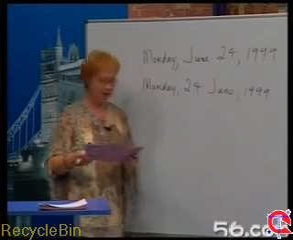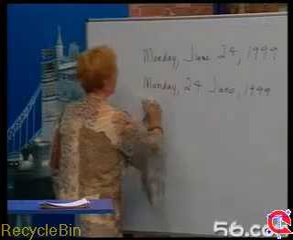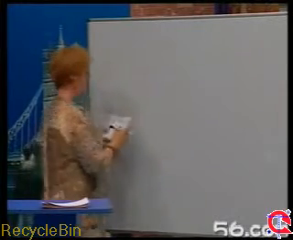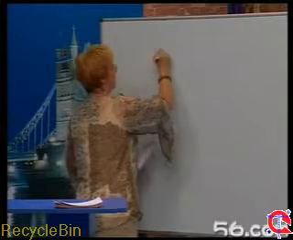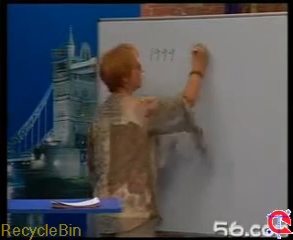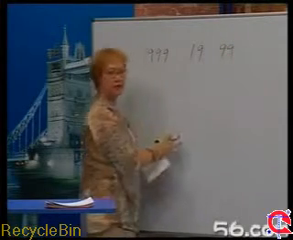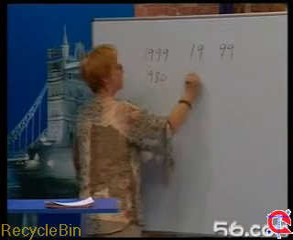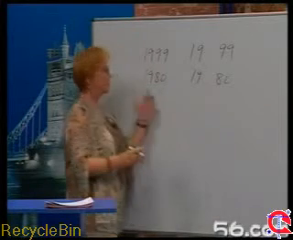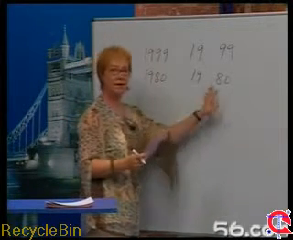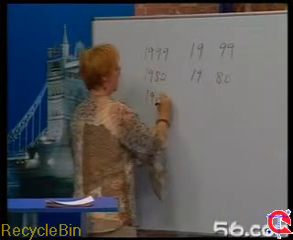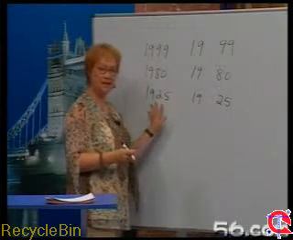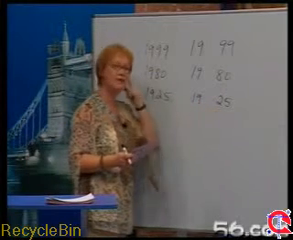Now, let's practice a little bit more. I want you to look at the years and how we say the year in English. Okay, now here's one. 1999 sounds like 1999. Okay, 1999. Another example, 1980. 1980. And another example, 1925. 1925. 1925. This is how it sounds.